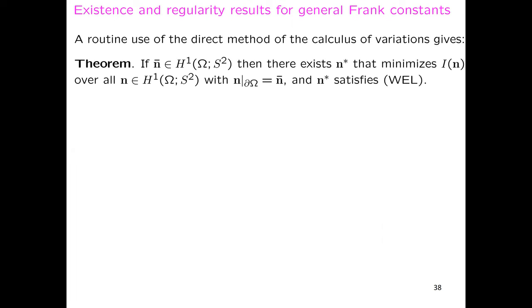So now, what about existence and regularity for the general Frank constants? You can use the direct method of the calculus of variations. It's very easy. If the boundary data is the boundary data of an H1 function, then there is an n star that minimizes the energy subject to that boundary data, and it satisfies the weak Euler-Lagrange equation. I mean, you have coercivity in the gradient of n, so you can use the direct method to extract a weakly convergent subsequence in H1. You have convexity with respect to the gradient of n, because W is non-negative. And so now there is some continuity. If you know about the direct method of the calculus of variations, it's completely straightforward.